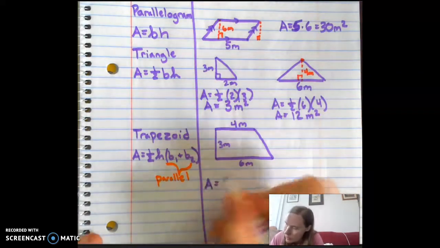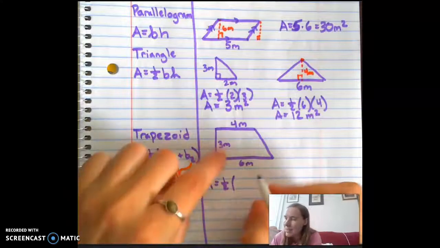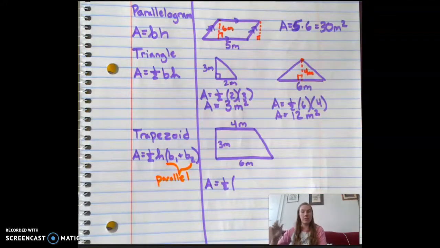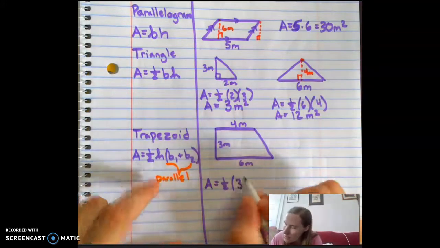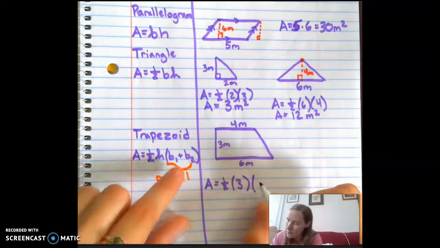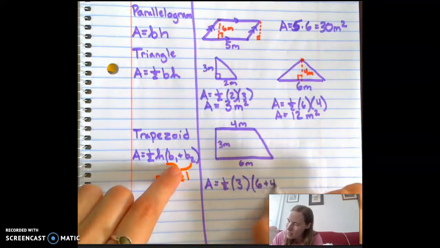So the area equals 1/2. The height is 3, so you can think about the height. It's in between the two parallel lines. It's how thick your sandwich is. So 3 times my base 1 and base 2, it doesn't matter which order you put this in. So I'm going to put 6 plus 4.